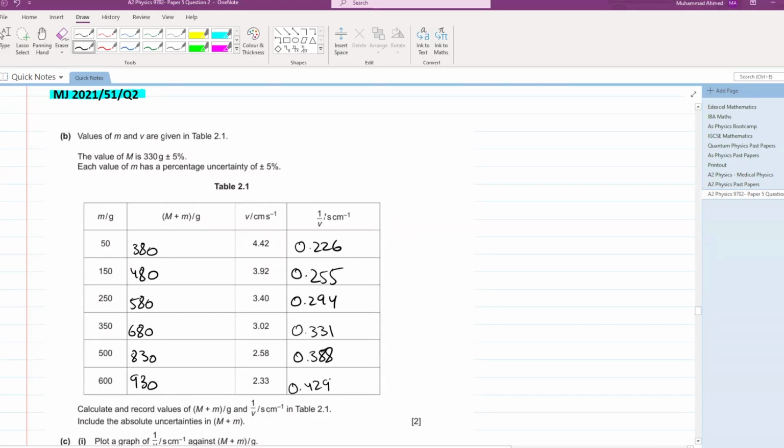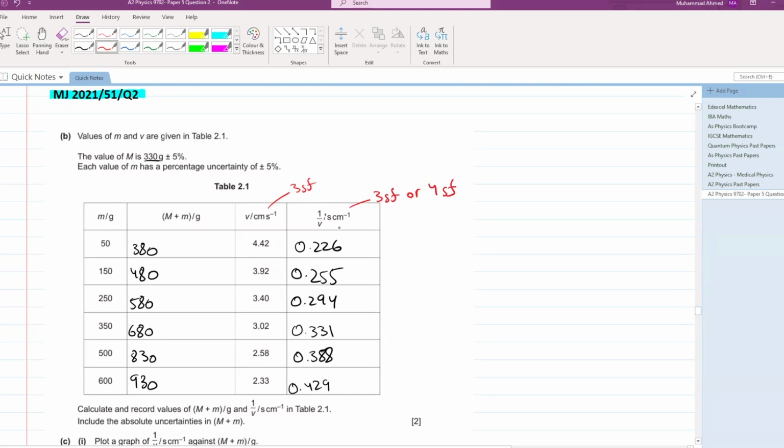Now here as well a little bit of commentary. If you can see, the first column was pretty easy to fill. You were given your capital M, you are given different small m's, you just add them and calculate the values. For the second column, as you can see, all the V values are till three significant figures. So your calculated values can either be till three significant figures or four significant figures.